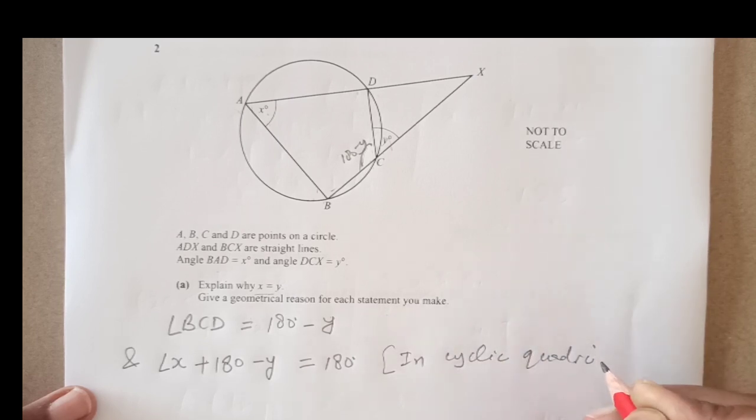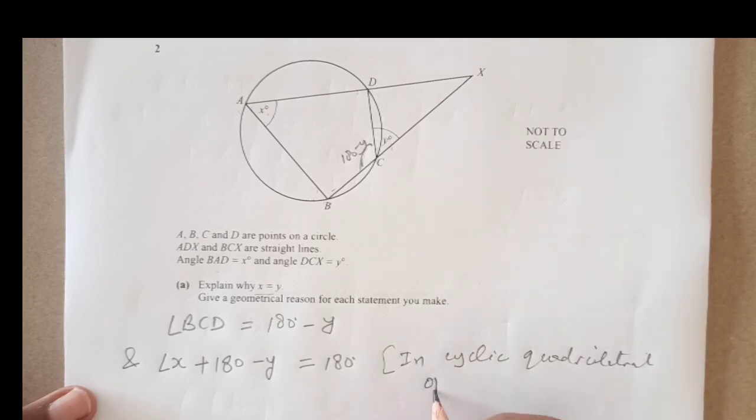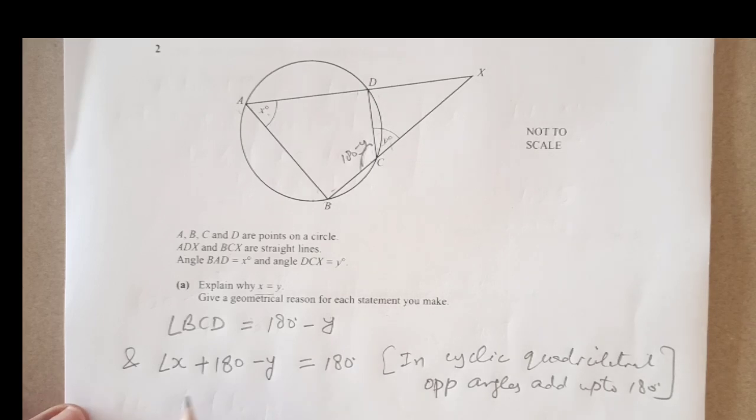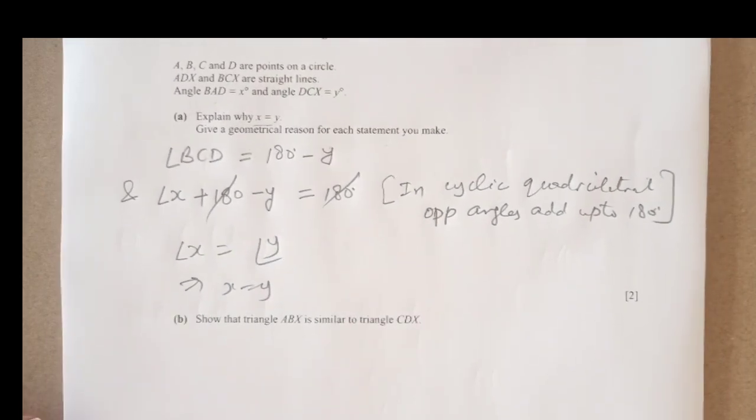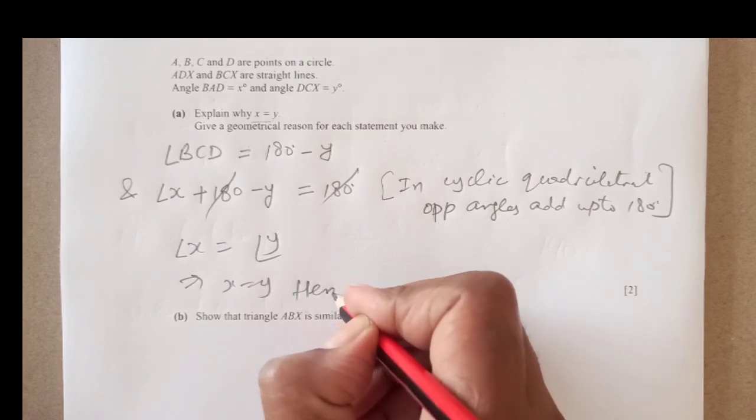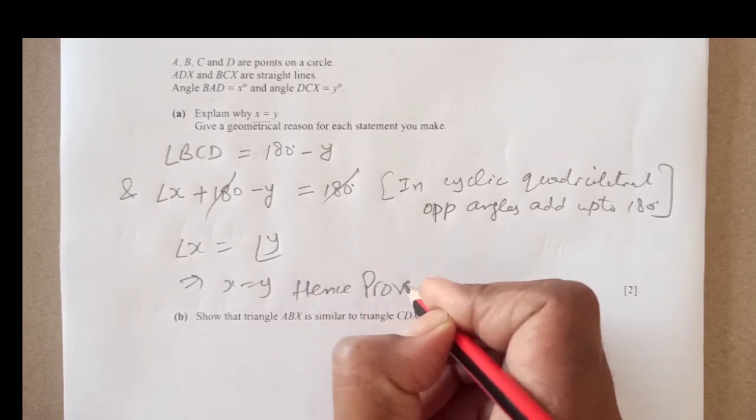In a cyclic quadrilateral, opposite angles add up to 180, right? So here 180 is gone, so angle X is equal to angle Y. So that means X is equal to Y. That's what we need to prove here. So we can write down hence proved, right?